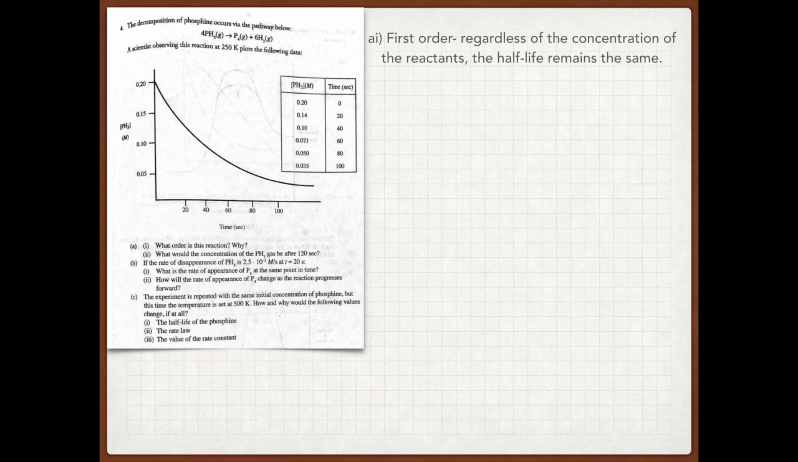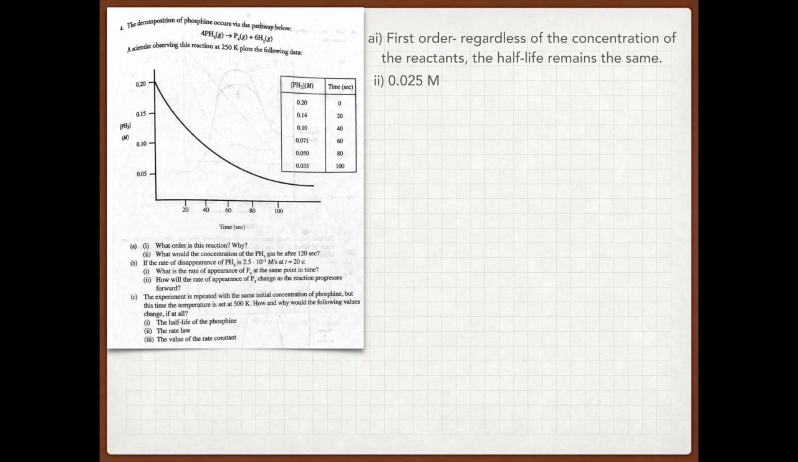What would the concentration be after 120 seconds? A lot of people freak out and try plugging stuff in, but it's really way easier than that. Since I know the half-life takes 40 seconds, from 80 to 120 seconds, that's going to be another half-life, which means 0.05 molar is going to halve again, which means the concentration would be 0.025 molar.